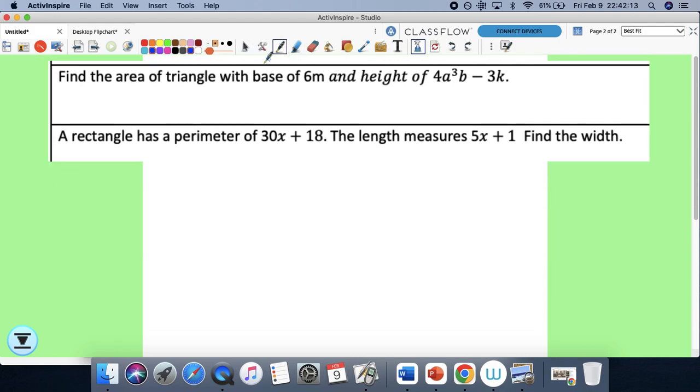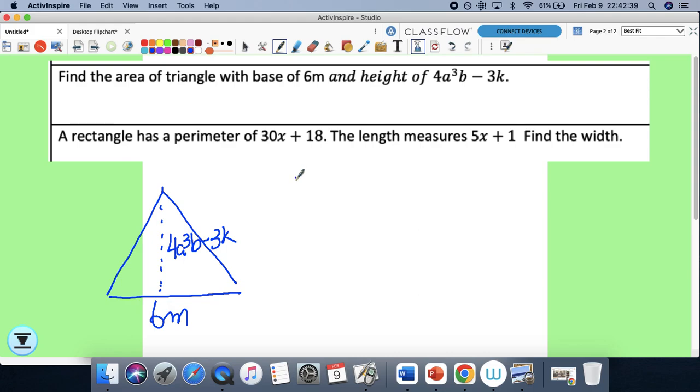Now it's a triangle. Find the area of the triangle with base. So if you want to draw a triangle, draw a triangle. Doesn't matter. You're eventually going to find out there's more than one way to find the area of the triangle. So here's the base, 6m. The height of this triangle is 4a^3b minus 3k. How do we find the area of the triangle? The area of the triangle is base times height divided by 2, or half base times height, however you want to write it. Well, let's substitute.